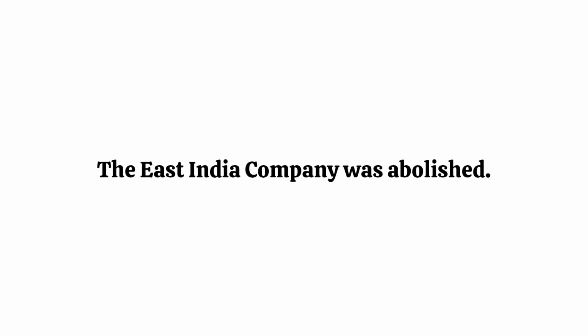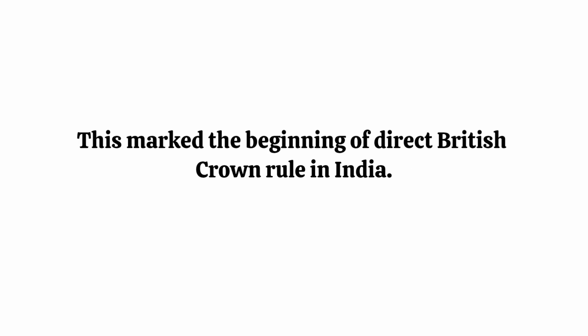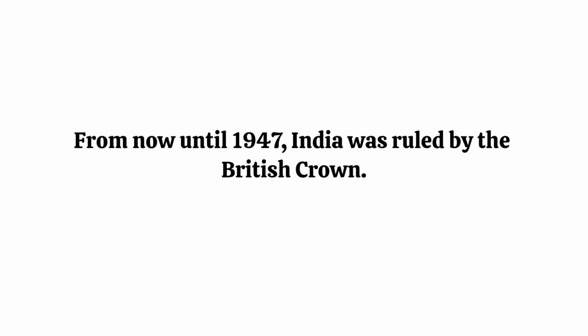Key features: the East India Company was abolished. British Crown took direct control of India. A new post called Secretary of State for India was created. Important significance: this marked the beginning of direct British Crown rule in India. From now until 1947, India was ruled by the British Crown.